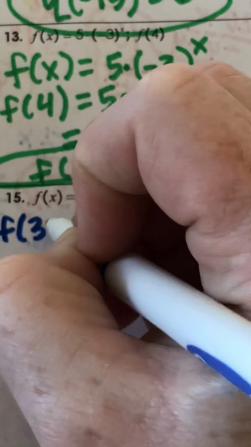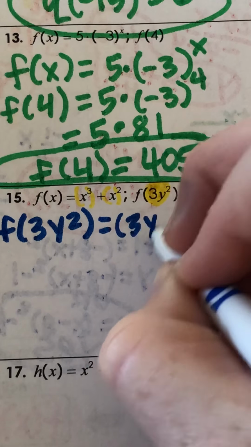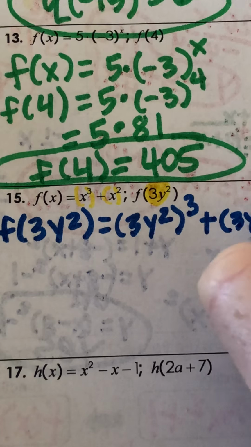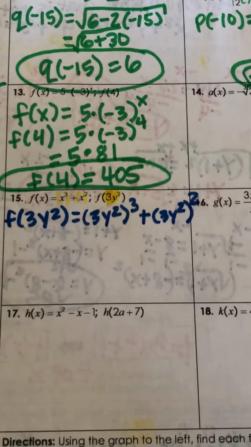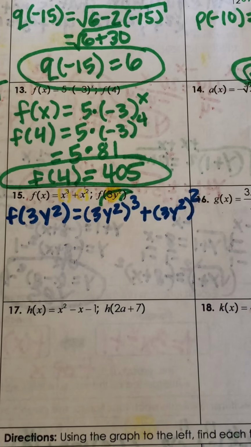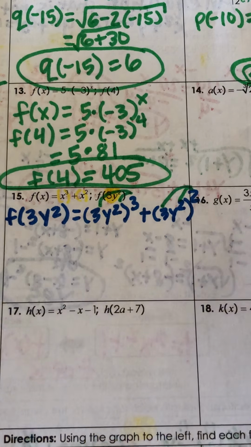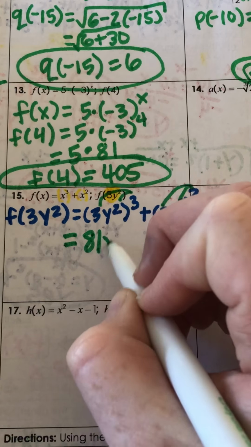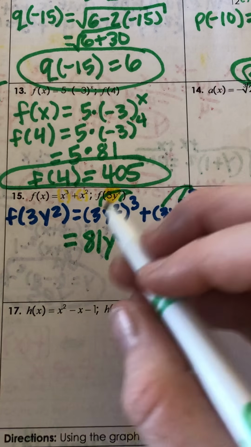So f of 3y squared is (3y squared) to the third plus (3y squared) squared. There you go. And then you can't forget your exponent rules. So that 3 needs to be to the third, and the y is to the 2 times 3. Then 3 needs to be squared, and then y to the 2 times 2. So here I'm at 81, y to the 6. Okay, 3 to the third is not 81.